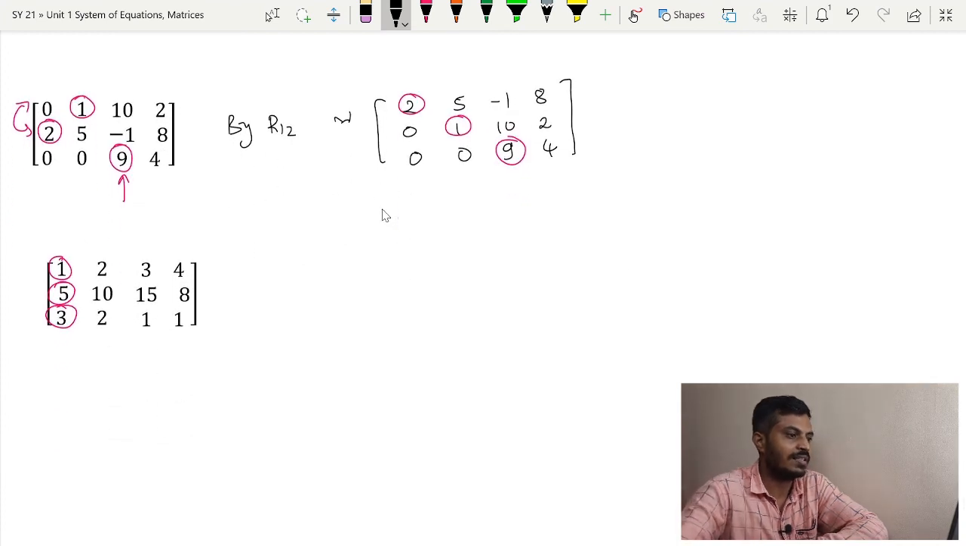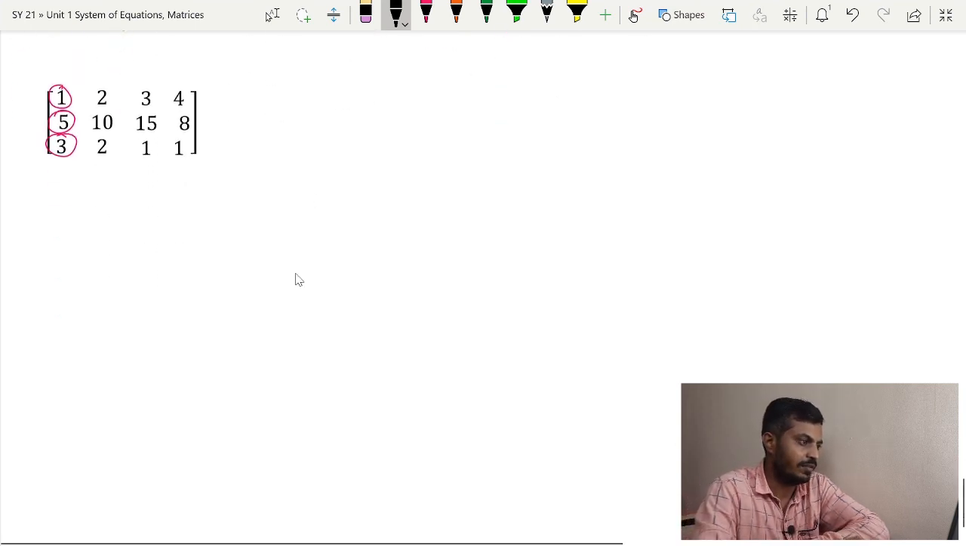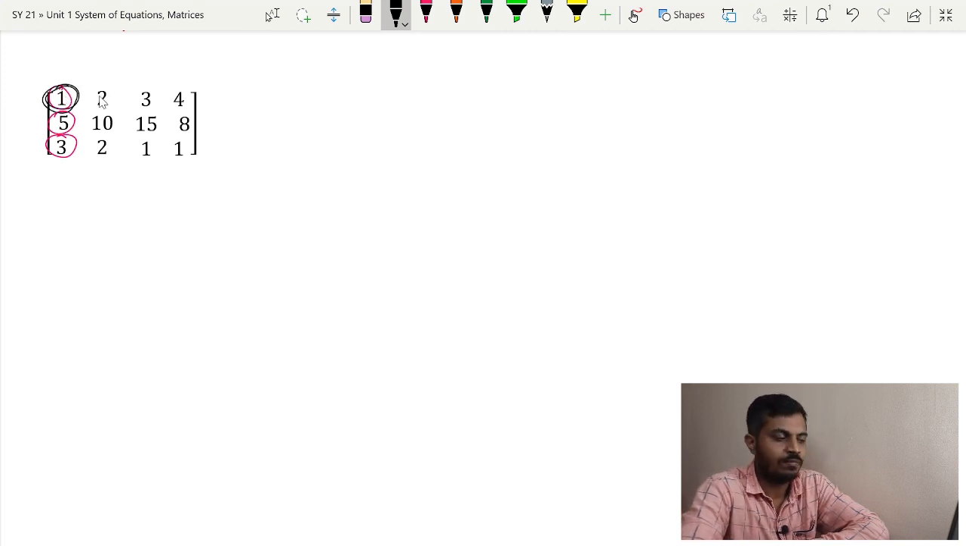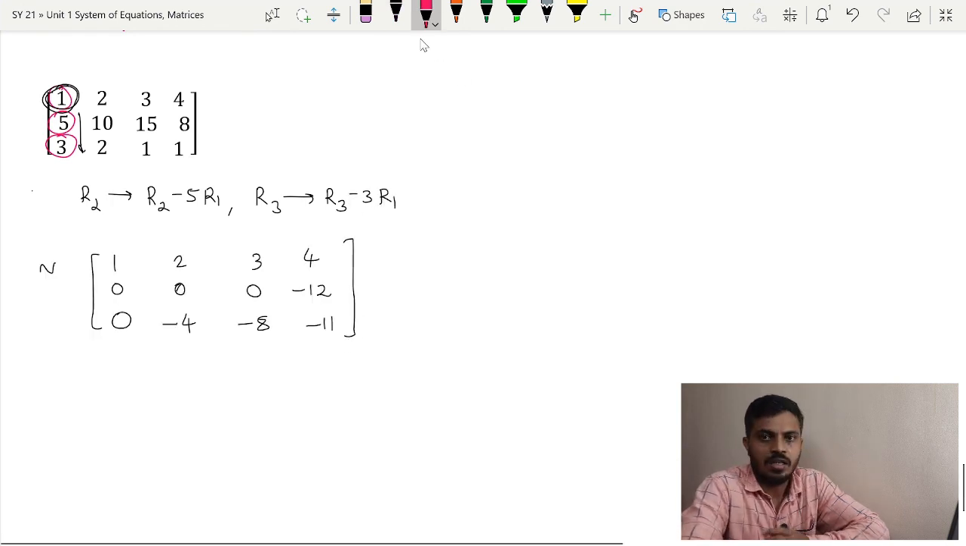Next, coming towards the next example, this is already in echelon form, no need of worrying. So we will move towards the final example. Now you can see that this entry is already 1. So we will make 5 as 0 and 3 as 0 by using it. So we will perform 2 operations. On R2 we will perform R2 minus 5 R1, and on R3 we will perform R3 minus 3 times R1. So we will get this matrix.